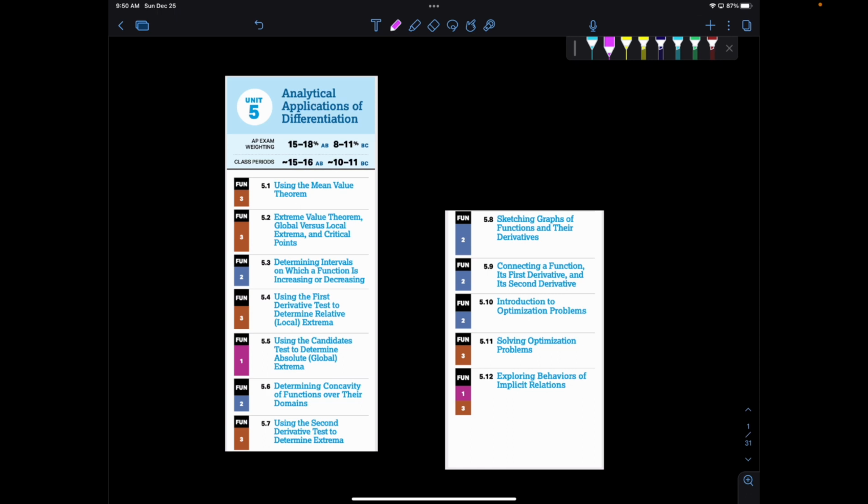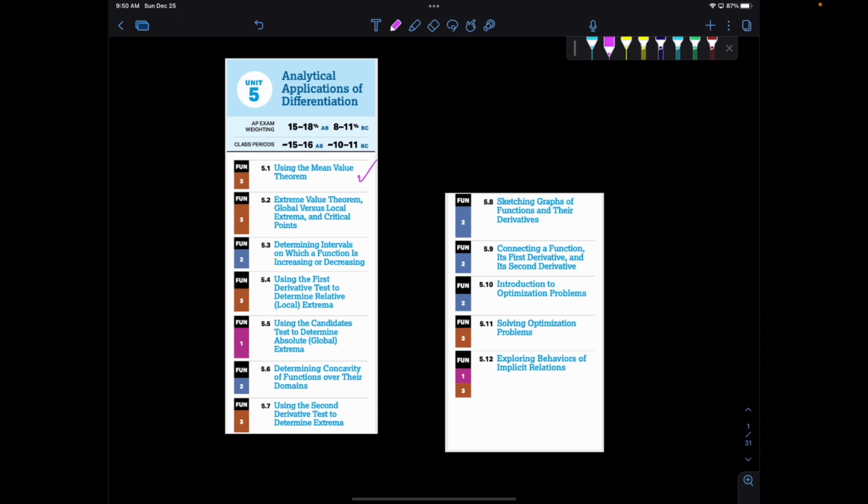So we're definitely, not in order, but we are definitely doing this. Determine intervals, yep. First derivative test, I'm sure we're going to use. Candidates test, I'm pretty confident is in there. Concavity, yes. Second derivative test, almost unavoidable. Sketching graphs of functions and their derivatives.